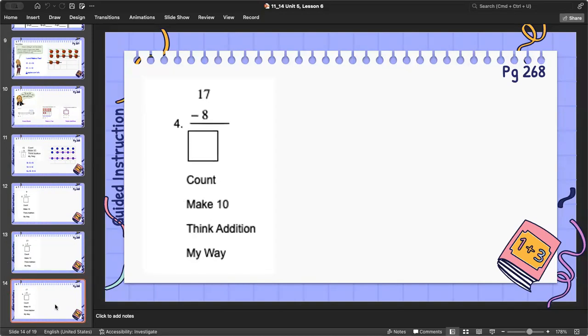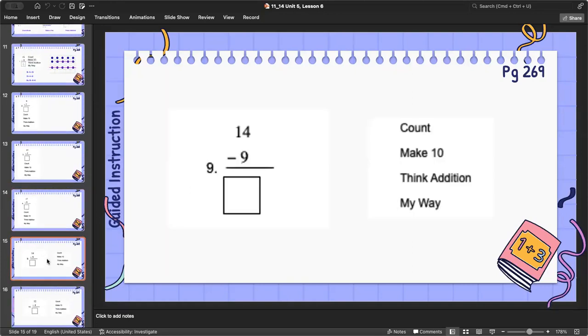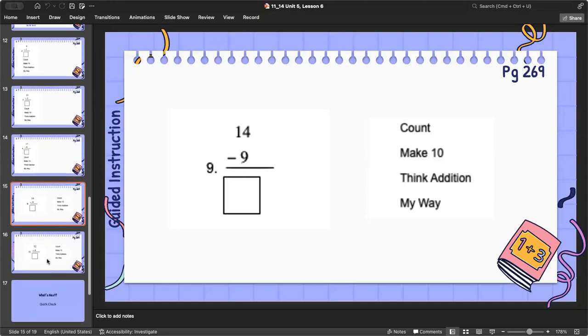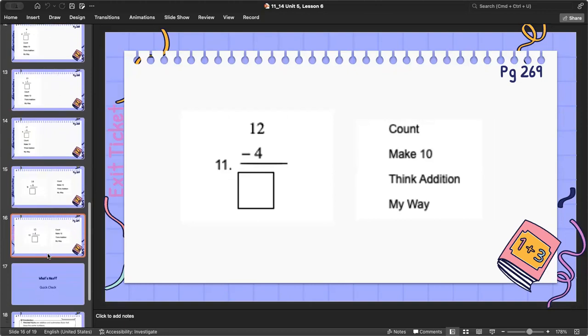17 minus 8, pause, work with your learning coach. 14 minus 9, pause, work with your learning coach. 12 minus 4, pause, work with your learning coach.